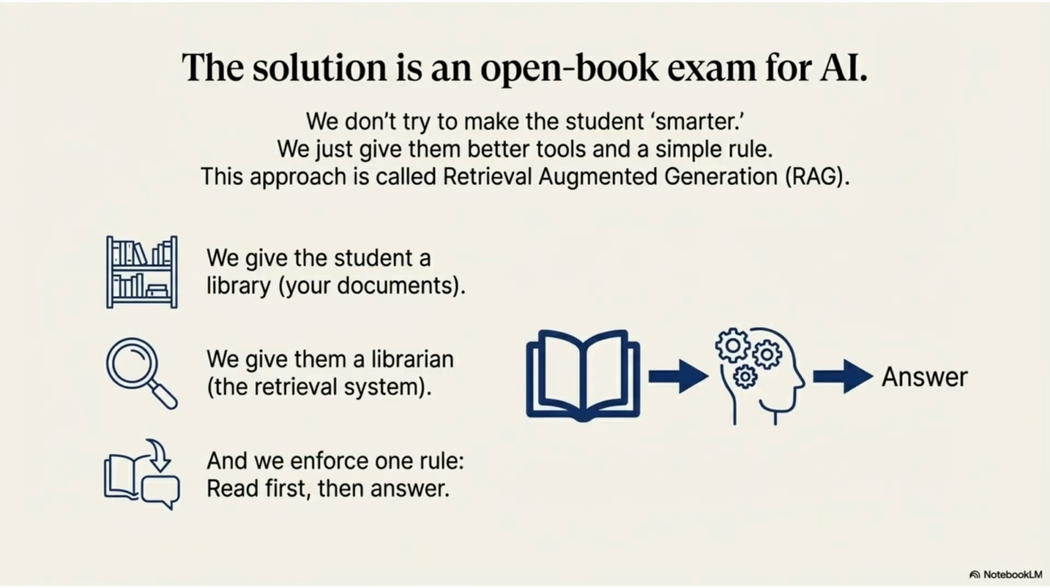The solution is an open book exam for AI, known as Retrieval Augmented Generation, or RAG. We don't try to make the students, quote, smarter. We simply give them better tools and a simple rule: read first, then answer. This involves providing a library, a retrieval system, and enforcing the rule to read before generating an answer.